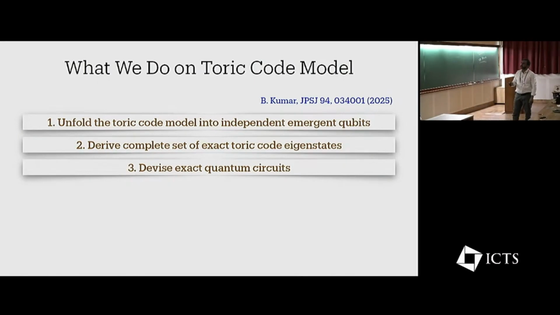I managed to unfold the Toric code model into independent emergent qubits. The keyword emergent here is to distinguish these emergent qubits from the constituent interacting qubits. These are some effective many-body variables which behave like qubits and describe the entire Toric code model. In that perspective, the Toric code model is just a bunch of independent emergent qubits. So I basically unfold the problem.